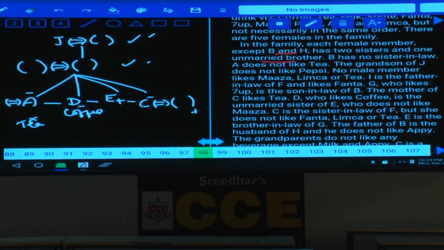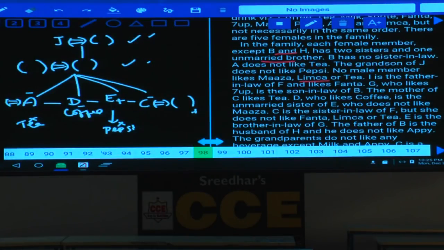Next, the grandson of J does not like Pepsi. Who is the grandson here? E is the grandson. So E does not like Pepsi. No male member likes Maja, Limca or tea. Who are the members here? Maja, Limca and tea are liked by females.